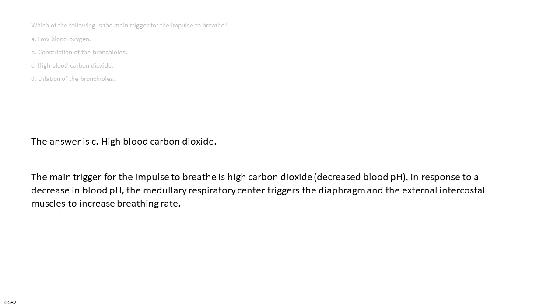The main trigger for the impulse to breathe is high carbon dioxide, decreased blood pH. In response to a decrease in blood pH, the medullary respiratory center triggers the diaphragm and the external intercostal muscles to increase breathing rate.